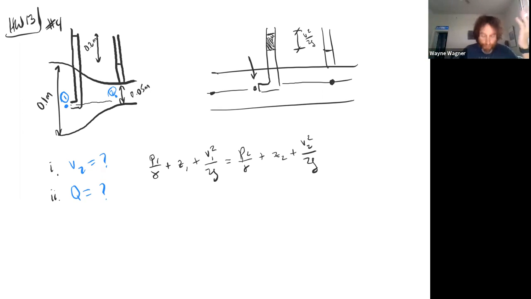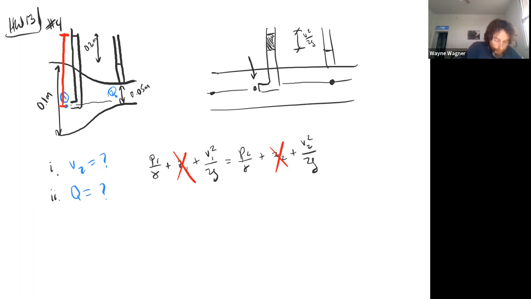And then obviously there's some energy loss, but it's just not really all that much. So what we do here, you've got the right idea, is that the Z's go away, right? Because there's no height difference between these two. But what we can do is we can say for location 1, because of the shape of that pitot tube, all of this is P on gamma plus V squared on 2g.